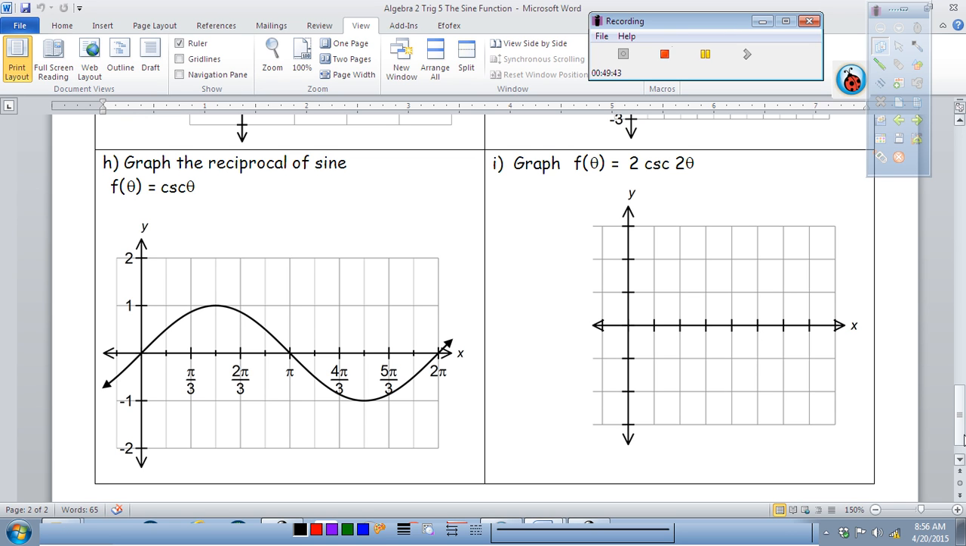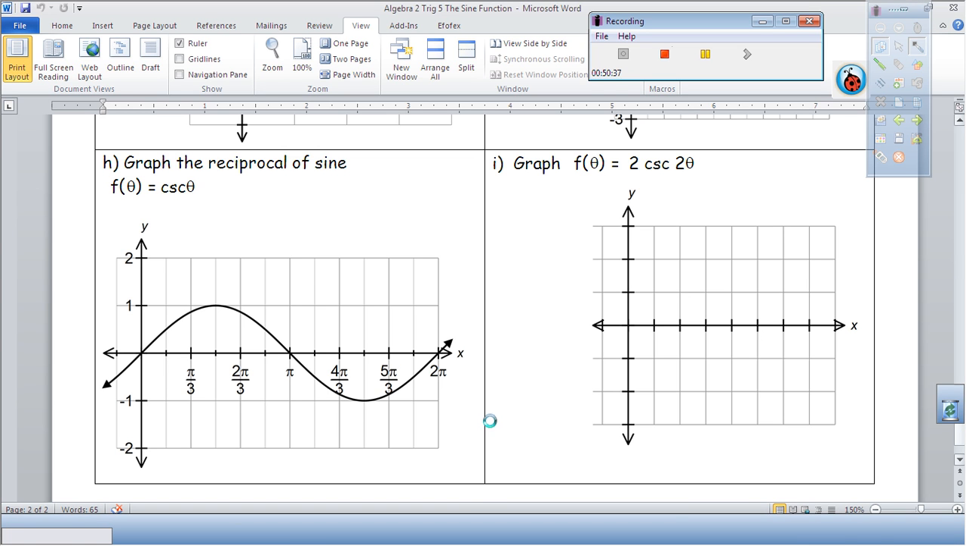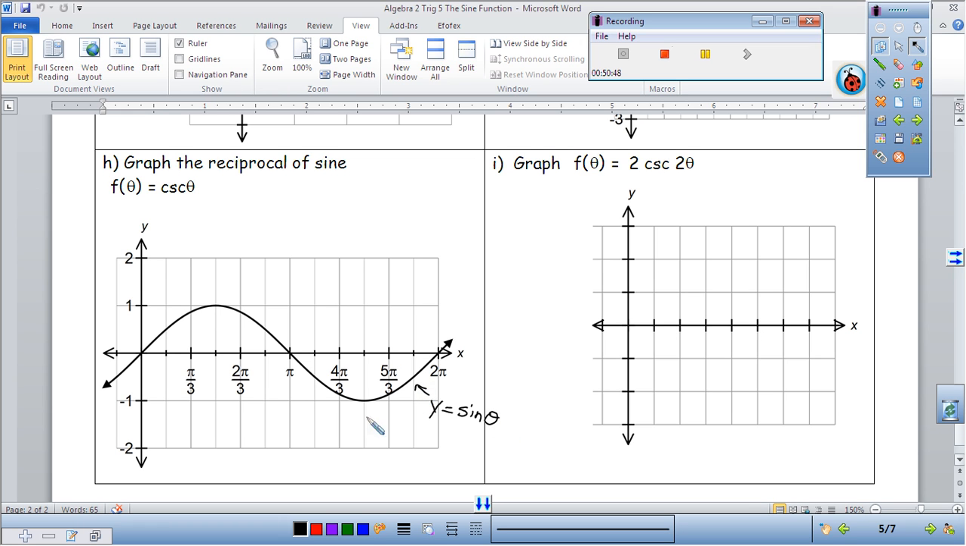Okay. To graph the reciprocal of sine, you kind of want to graph sine first. That's the easiest way. Okay, I'm going to show you the pattern so you know what it's going to look like. Here's my sine curve. I already graphed it for you. This is just y equals the sine of theta. That's what this graph is. To graph the cosecant, we're going to graph the reciprocal of all the points on this graph.